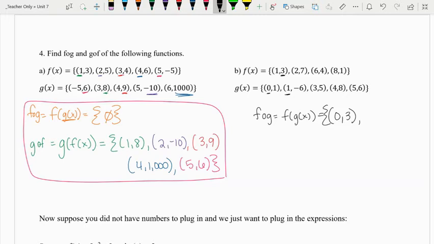Then we have 1 to negative 6. Well, there is no negative 6. Then we have 3, 5. There is no 5. 4, 8. Oh, 8 goes to 1. So my point is 4, 1. 5, 6. 6 goes to 4. So we have 5, 4.